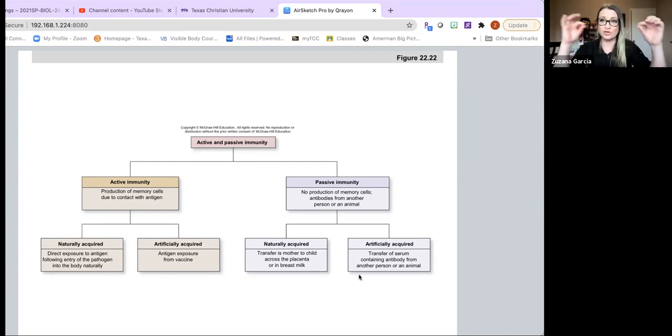So make sure that you know what belongs where. I will have some examples on the exam, and you'll have to tell me whether it's active or passive, and then whether it's naturally or artificially acquired. So you'll have to classify some scenarios there, which I don't think I have anything new. I pretty much described them right now. So anyway, that's that.